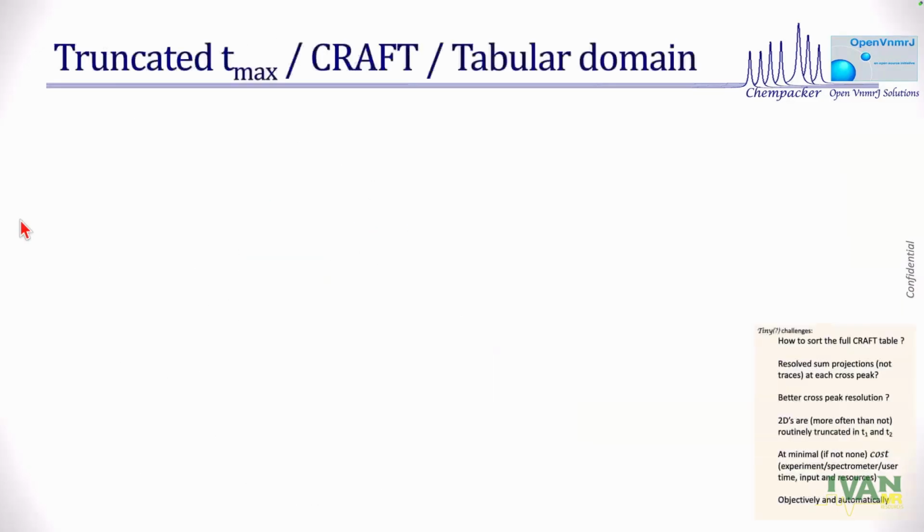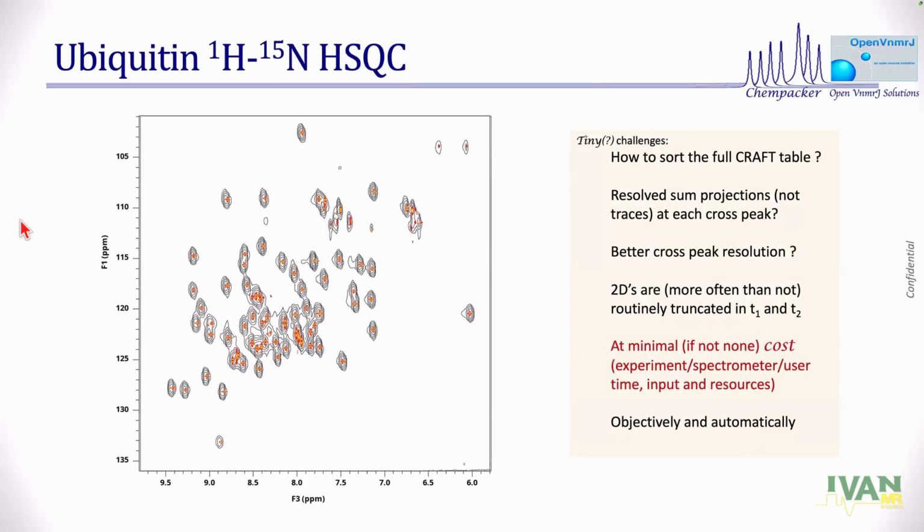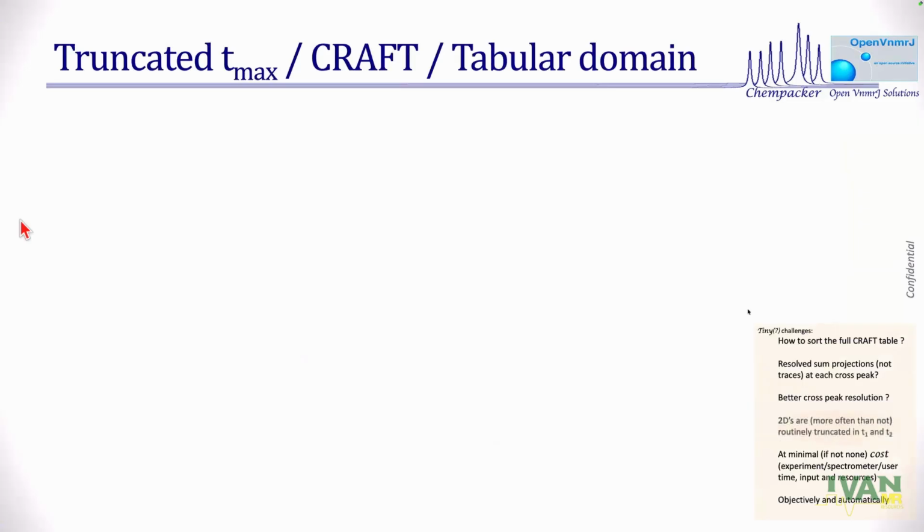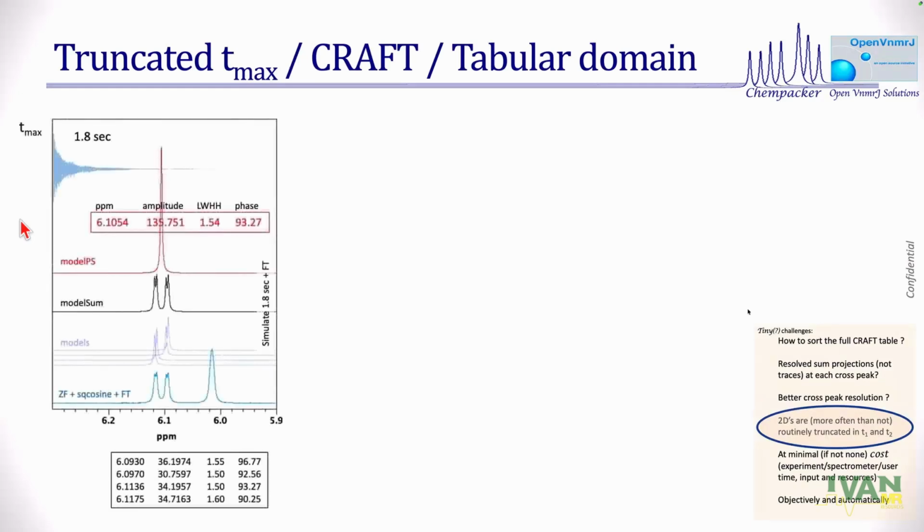Can we do that? So let's take a look at truncated FID. That's the first challenge that we need to face. We do live with truncated 2Ds. More often than not, that is routine data collection. Truncated T1 max. What does that really mean?